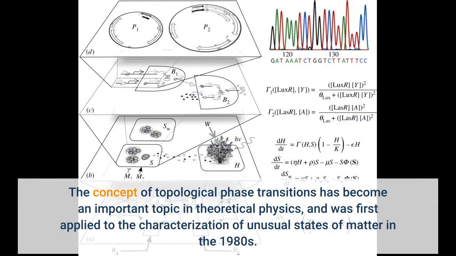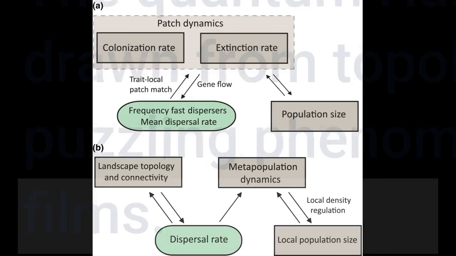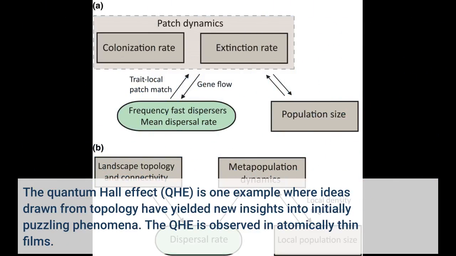The concept of topological phase transitions has become an important topic in theoretical physics, and was first applied to the characterization of unusual states of matter in the 1980s. The quantum Hall effect, QHE, is one example where ideas drawn from topology have yielded new insights into initially puzzling phenomena. The QHE is observed in atomically thin films.